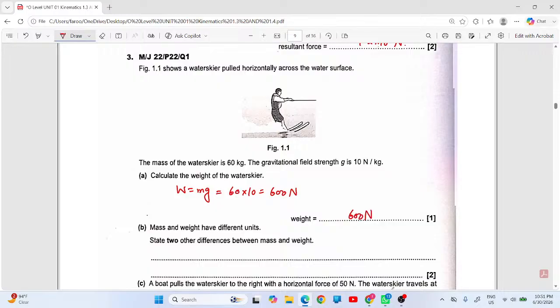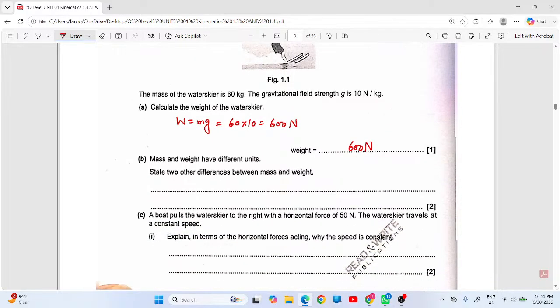Next, mass and weight have different units. State two differences between mass and weight. Weight is a vector, so mass is scalar and weight is a vector. Weight is a vector and mass is scalar.